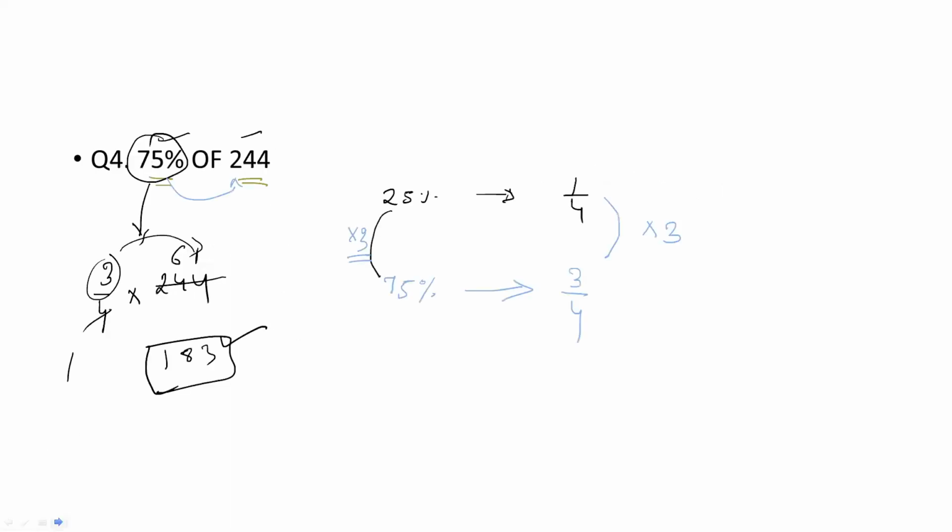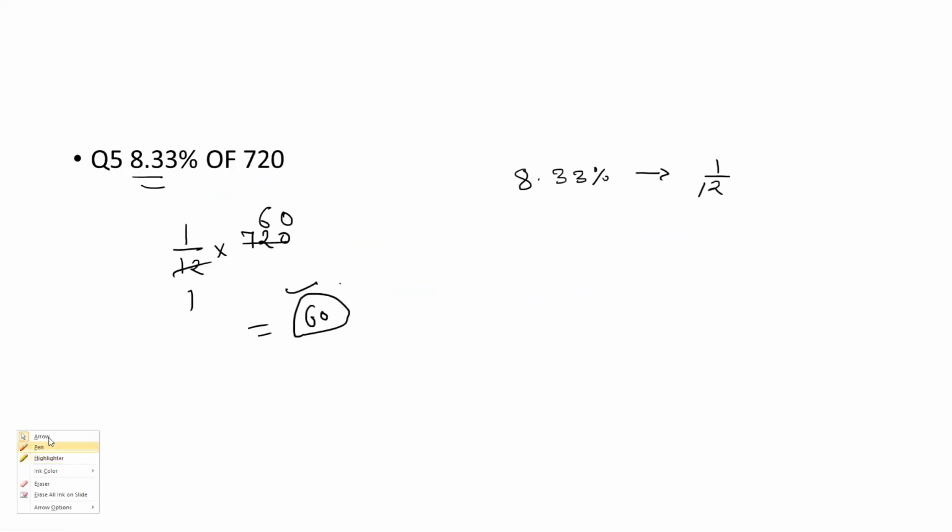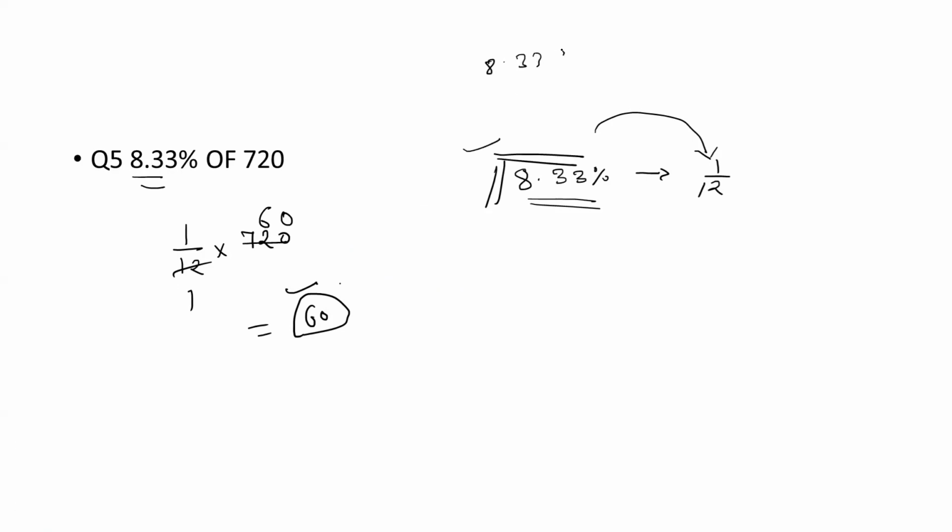Note this value: if it is not given in the chart, note this value of 8.33% as 1 by 12. As soon as you see the new value, like here we saw the value of 8.33%, that is 1 by 12, we have to note it down, okay? So note this value of 8.33% as 1 by 12.